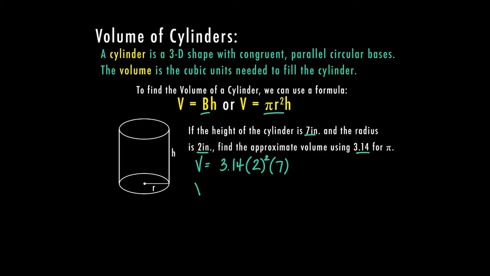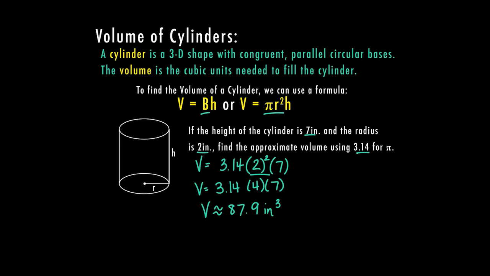Now, following order of operations, I have to do my exponent first. So now I have 3.14 times 4 times 7. And when you solve this on a calculator, the volume is approximately 87 9/10 inches cubed.